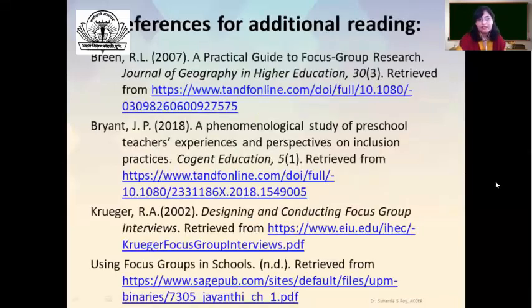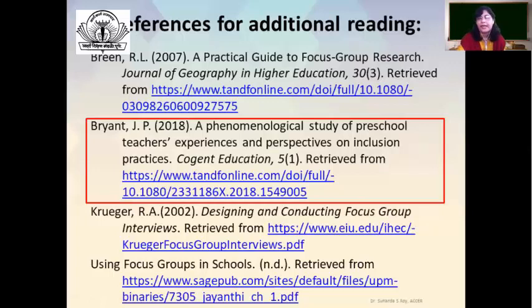Okay, these are the references, and this was the study that I had quoted, which I had used. So please go through this research study, and the other references are all related to focus group research.